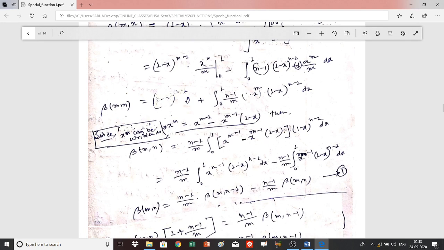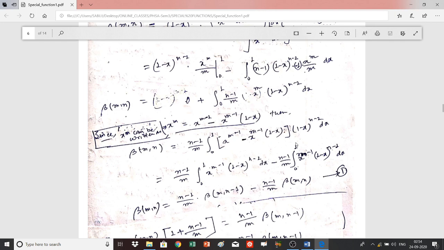So first one will give you (n-1)/m ∫ from 0 to 1 of x^(n-1) (1-x)^(n-2) dx, and the second one is (n-1)/m ∫ from 0 to 1 of x^(m-1), which will multiply with this term. So the first term will give you x^m, so that is done here. Here x^(m-1) is here, and then (1-x)^(n-1), another, and then plus 1 from here, this one.